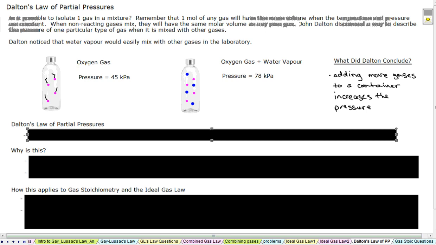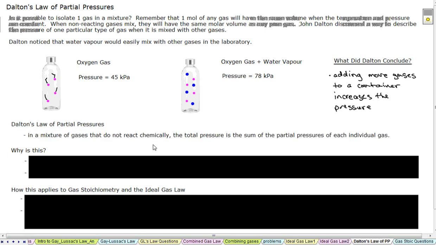From this Dalton was able to develop his law of partial pressures. In a mixture of gases that do not react chemically, the total pressure is the sum of the partial pressures of each gas. So if we go back and take a look at the pressure in this container, it would be equal to the pressure of the oxygen gas plus the pressure of the water vapor.